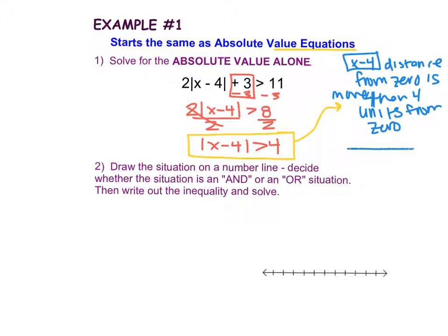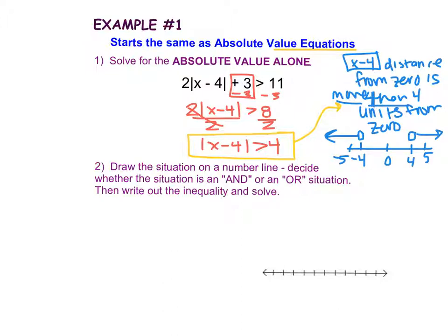So I'm going to draw a little sketch here, and I have 0, 4, and negative 4. And I need to think through, okay, where are the numbers that are more than 4 units away from 0? That would be 4, and then numbers like 5, 6, 7. Those numbers are more than 4 units from 0. I would then have negative 4, and if I go towards negative 5, negative 6, all of those numbers are more than 4 units from 0.